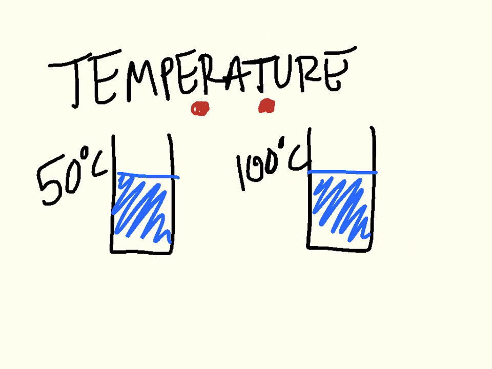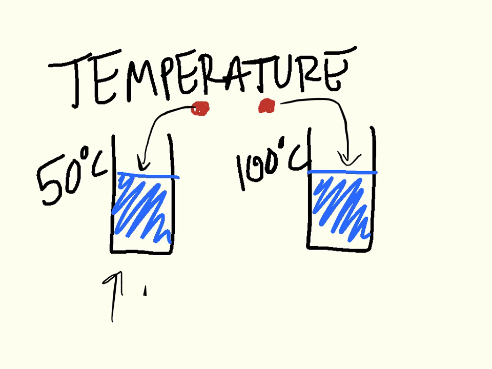Temperature can also affect how good a solute is at dissolving in a solvent. So let's say we take a sugar cube in this cup, a sugar cube in this cup. They're the same size, but one of the cups is at 50 degrees Celsius and the other is at 100 degrees Celsius. Well, the cup that's at 100 degrees Celsius is going to have an increased solubility.